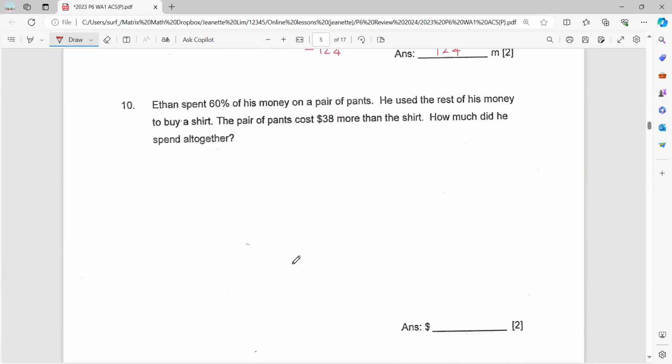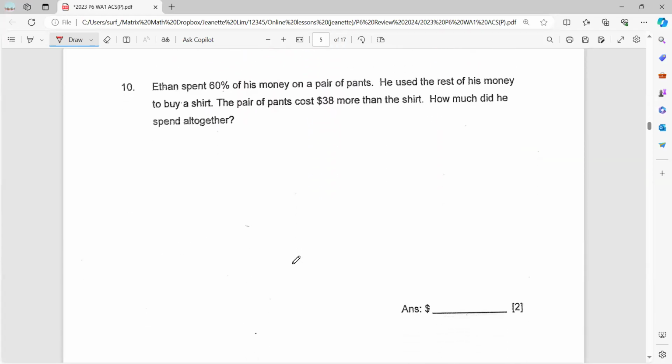Question 10. Ethan spent 60% of his money on a pair of pants. He used the rest of his money to buy a shirt. The pair of pants cost $38 more than the shirt. How much did he spend altogether? Okay, so he basically spent all his money, so that's 100%. 60% was for the pants, right? What about the rest of the money? He used it for the shirt. So the pair of pants is 60%. The rest of it on the shirt, so the shirt must be 40%.